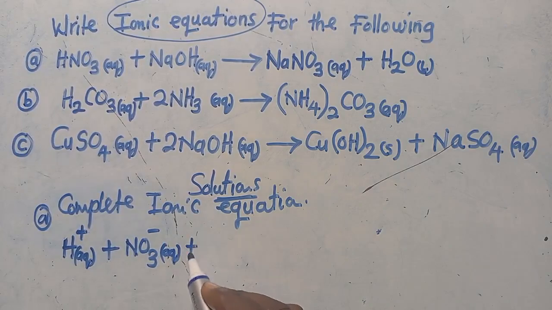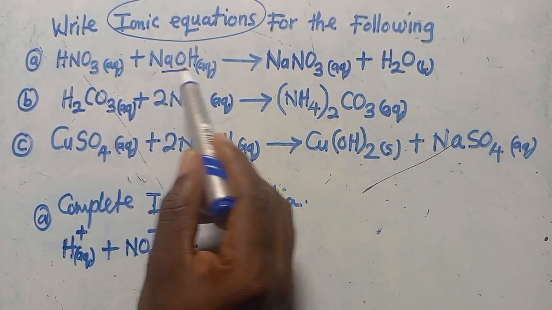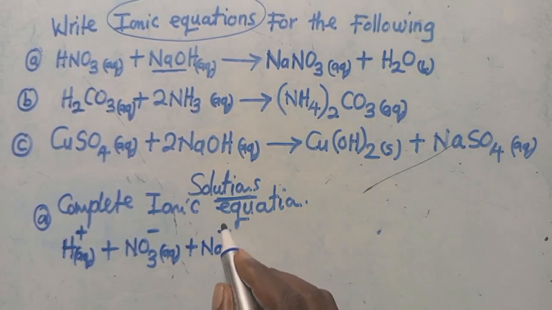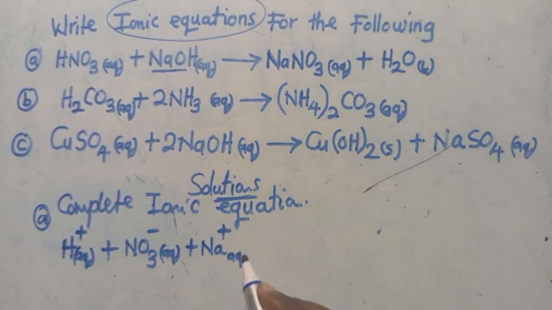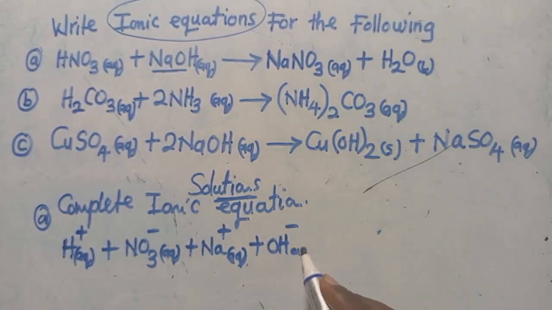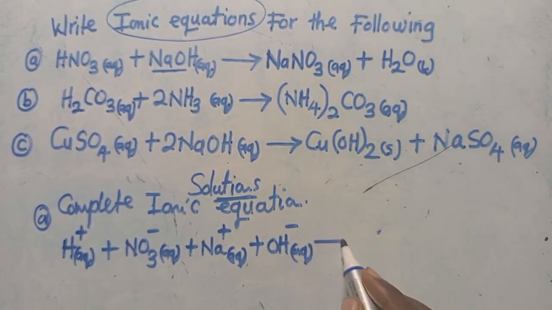Then I say plus. I move to this one. That is sodium and a hydroxide there. So sodium like this, that's got a positive there, and it is in aqueous. Plus, that is a hydroxide. It has got a negative there. It is in aqueous, giving me what?